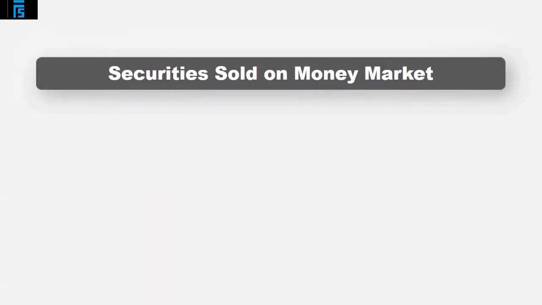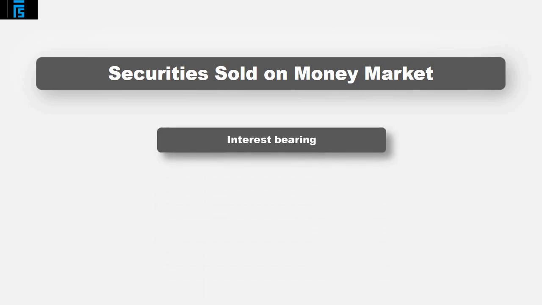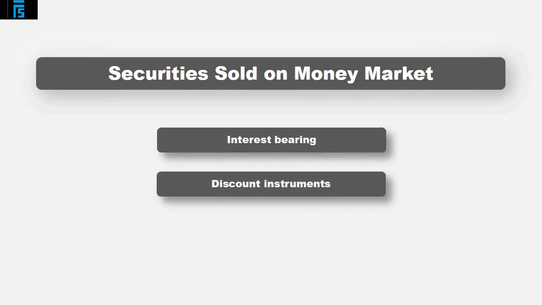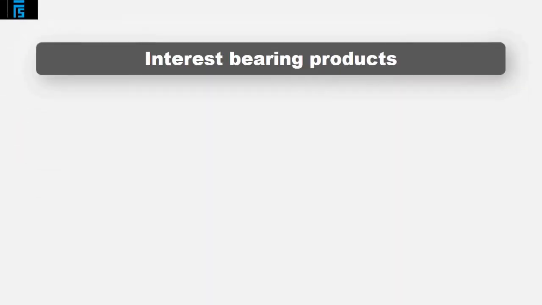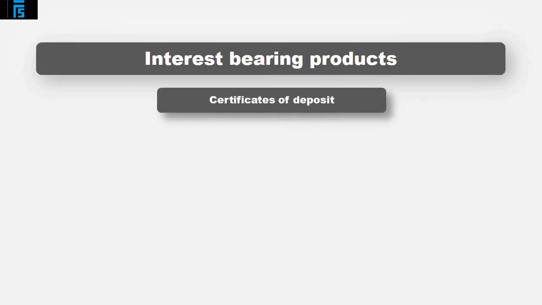Now you have a clear understanding of what the money markets are. Let's look at what is commonly sold on them. They can be divided into the following categories: interest-bearing, discount instruments, and derivative products. Interest-bearing products are any products that bear an interest to their owner. Examples of these are certificates of deposit, which are abbreviated to CDs. These are certificates for amounts deposited with a bank for a specific time and rate.